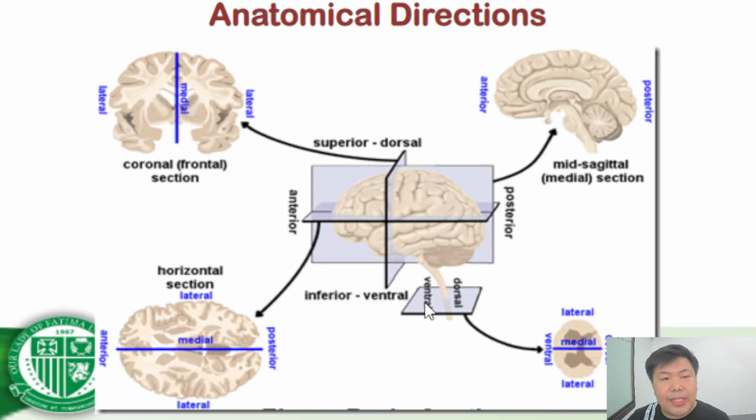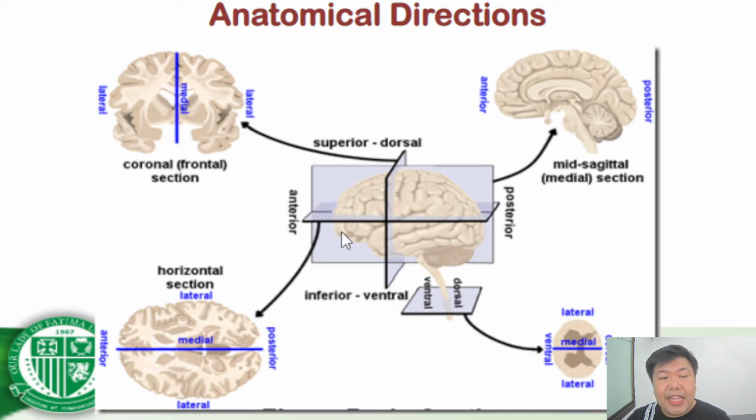If you will notice, tignan nyo, dito yung dorsal nasa taas, dito yung ventral nasa baba, pero pagdating dito sa structure, yung dorsal nasa likod, yung ventral nasa harap, okay? So, first we have to define the words. When we say ventral, it literally means belly. Belly, nasa belly side, no? Abdomen, belly. So, itong ilalim na part ng brain, that is considered the belly of the brain.